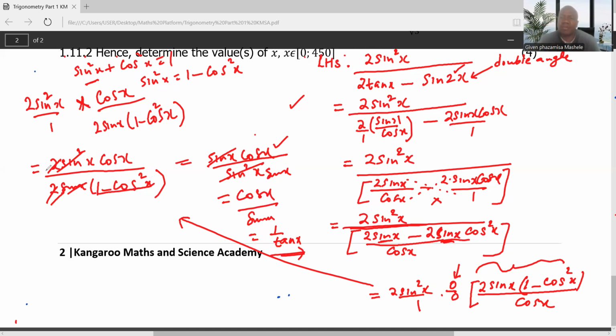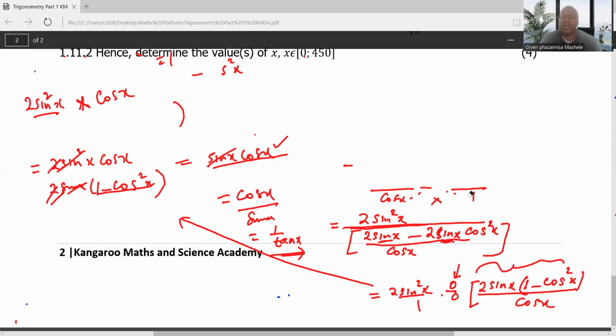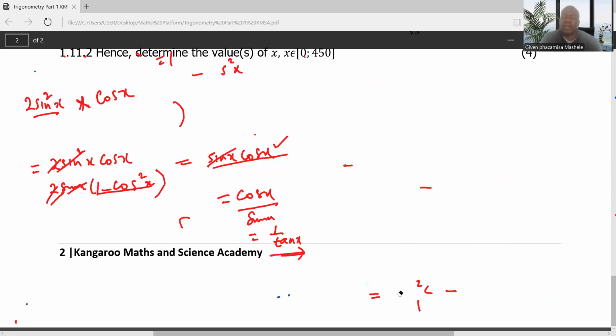I believe you're following. So the left-hand side and the right-hand side are equal. Then we move on to the next question.